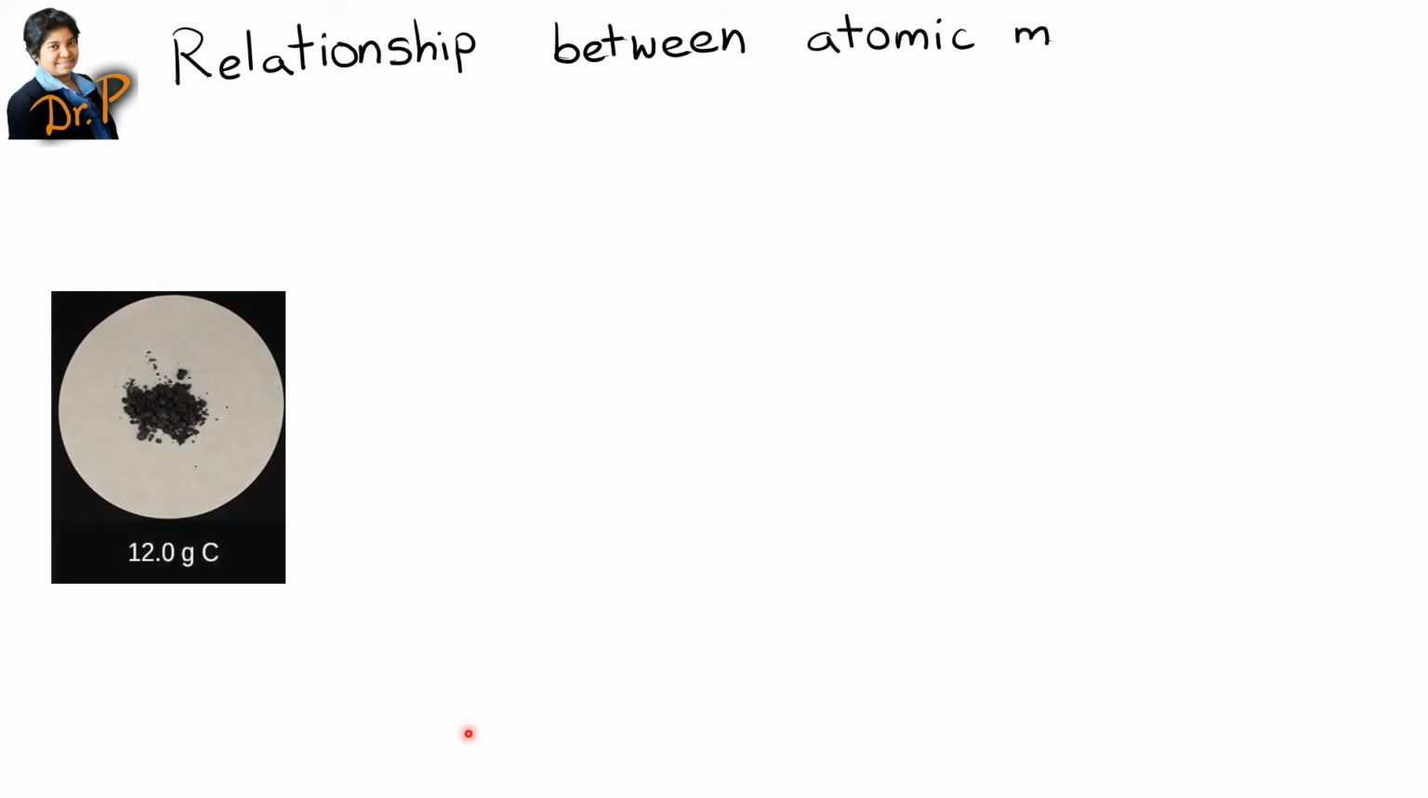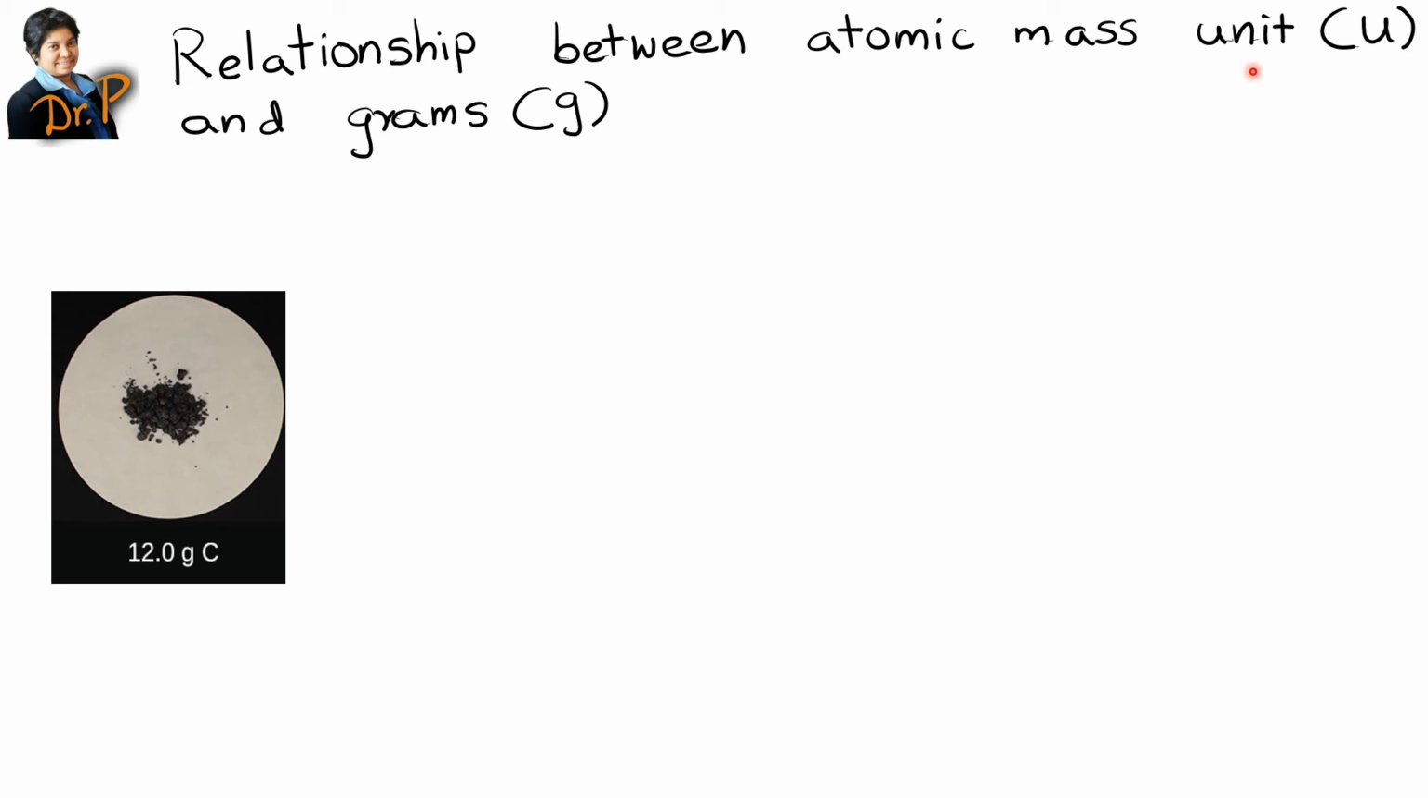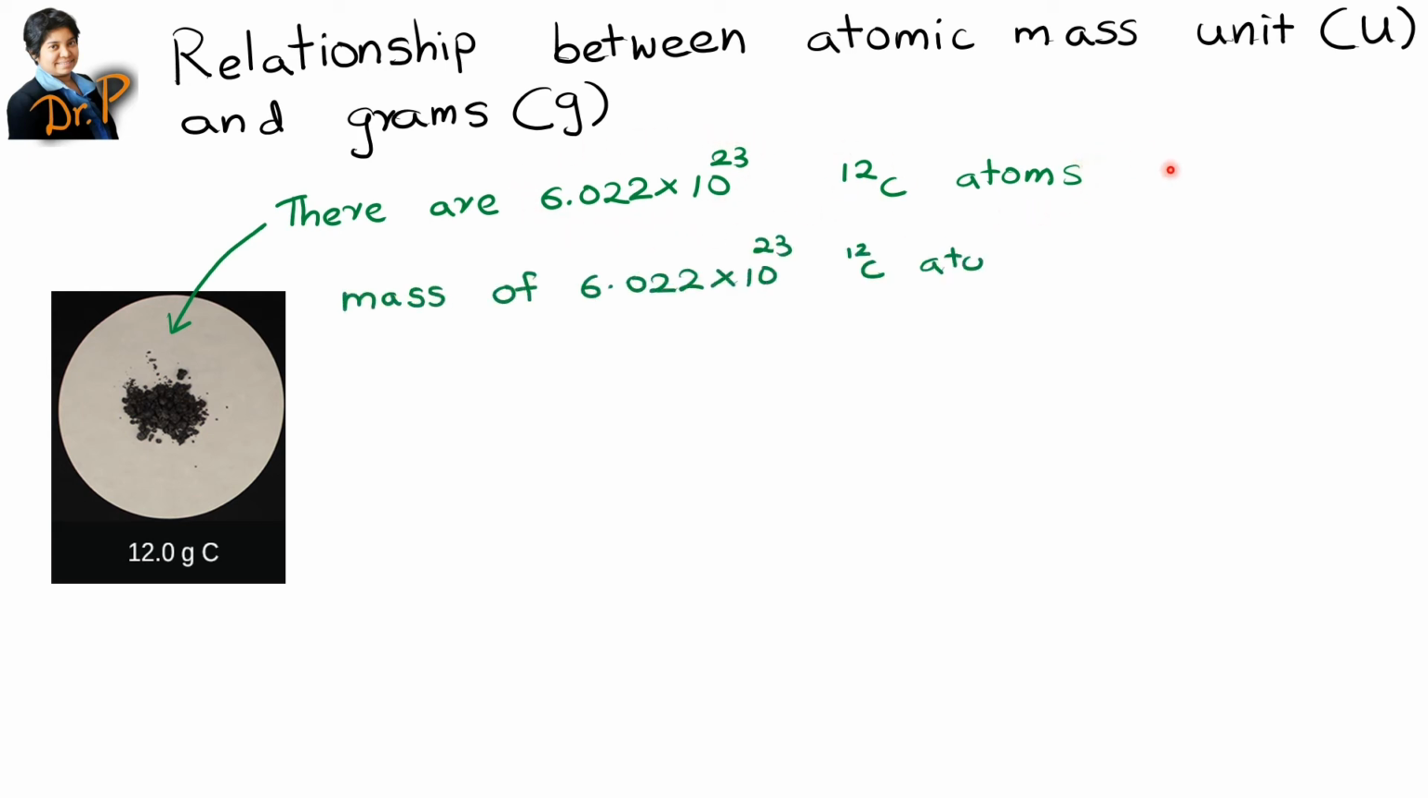Now I'm going to compare the atomic mass unit with grams. Here you can see exactly 12 grams of carbon from the carbon-12 isotope. If we take this number of atoms, you know what this number is. This is Avogadro's number. If we take an Avogadro number of carbon-12 atoms, it's going to weigh exactly 12 grams. So this many atoms weigh 12 grams.